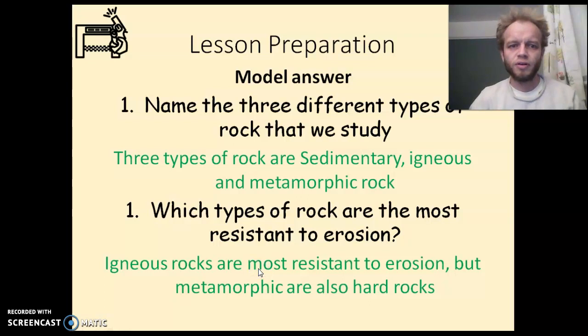Okay, so your model answer. First one is obviously 3 types of rock are sedimentary, igneous and metamorphic rock. And then which type of rocks are the most resistant? Well, igneous are the most resistant to erosion, but metamorphic are also very hard rocks. Okay, so they are also resistant to erosion.